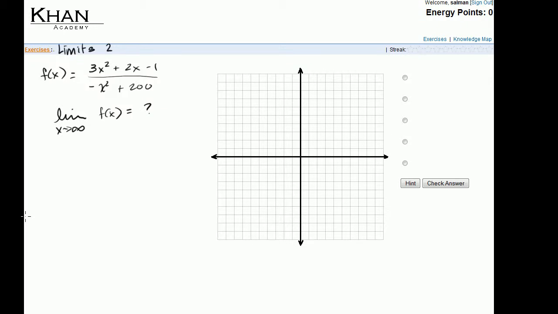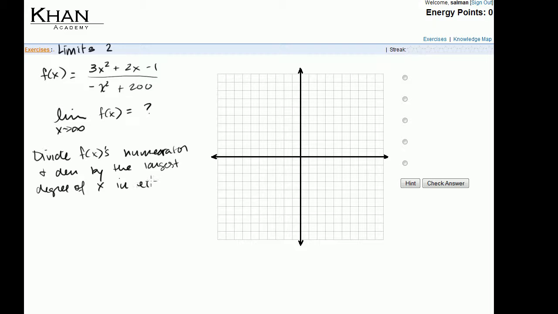Now, the first time that they click hint, we could show something like this. Divide the numerator and the denominator, divide f of x's numerator and denominator by the largest degree of x in either. And if you want, in parentheses, you could write, because we are dividing by the same thing in the numerator and denominator, or multiplying by the same thing, we're not really changing the number. But that's optional. We'll explain that when I make a video on it as well. There are videos, but I'll maybe make a special purposed video for this.